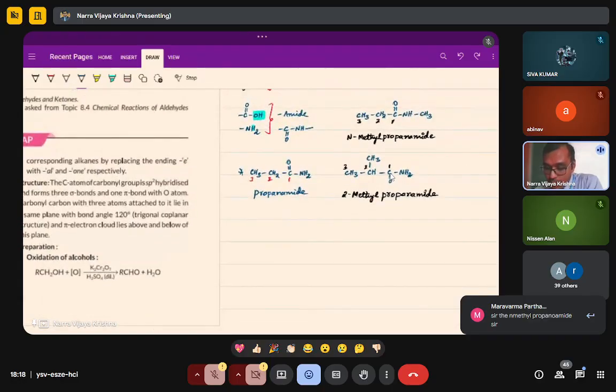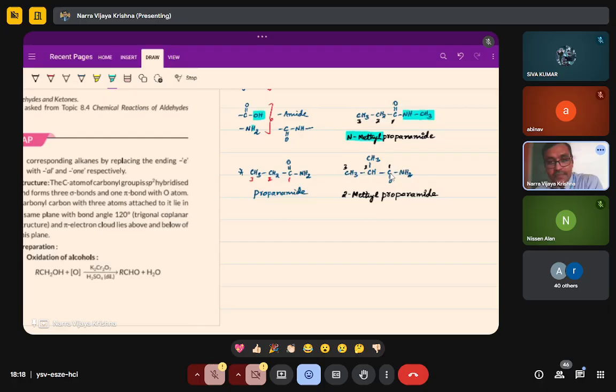Because this methyl group is present over nitrogen, that's why I call it as N-methyl. Remaining is propanamide.